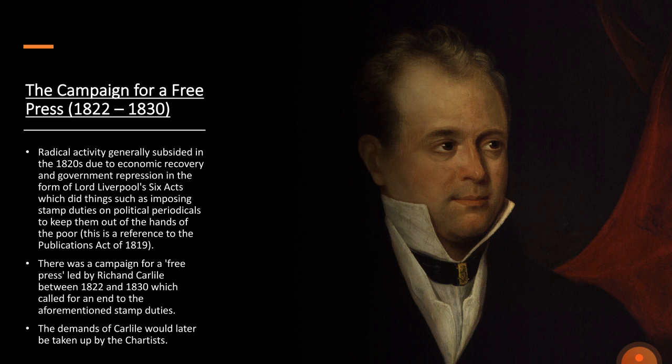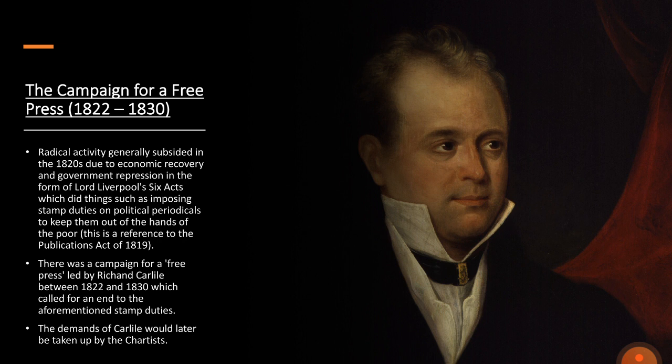There's going to be some bits in between the topics in this series because I've put everything chronologically into a single PowerPoint. So, the campaign for a free press between 1822 and 1830. Radical activity generally subsided in the 1820s due to economic recovery and the government's repression in the form of Lord Liverpool's Six Acts, which did things such as imposing stamp duties on political periodicals to keep them out of the hands of the poor. This is a reference to the Publications Act of 1819.